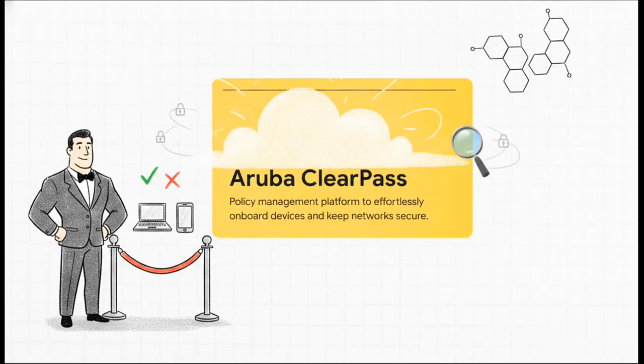Next up, we have Aruba ClearPass. Basically, ClearPass is the highly intelligent bouncer of your network. It's an advanced policy management platform that handles onboarding devices, granting specific access levels, and just keeping the whole network secure. Whether it's a corporate laptop or someone's personal phone, ClearPass safely handles it strictly according to the rules you've set.